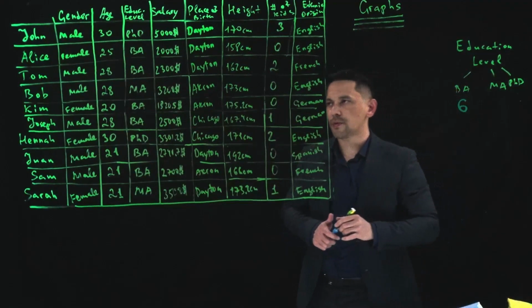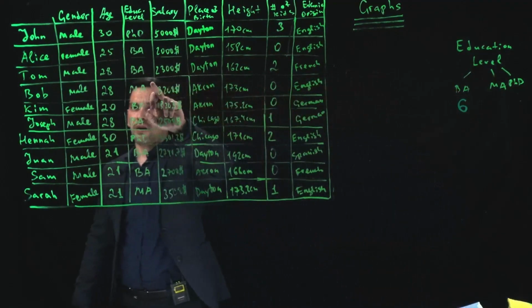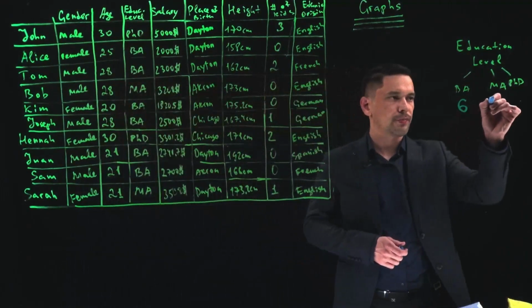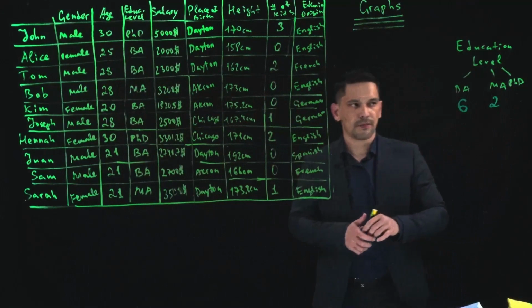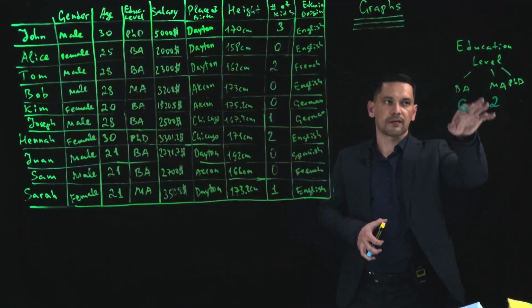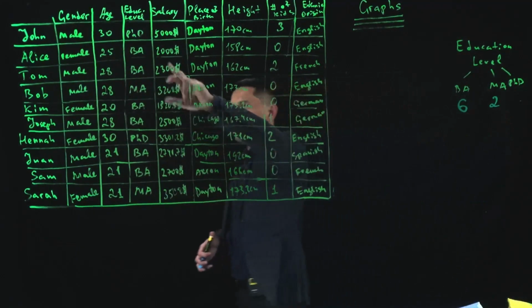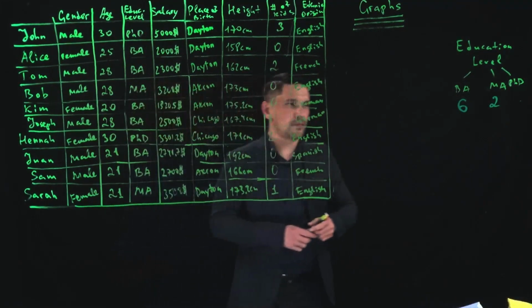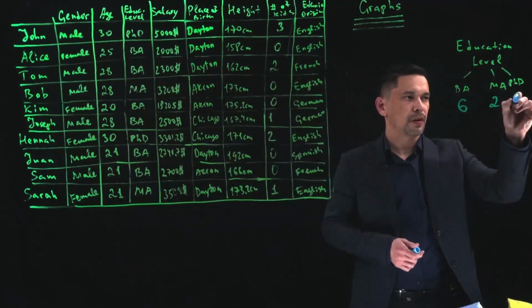Now, how many of the employees have a master's? Bob and Sarah have a master's degree, so I'm going to write 2. So 2 of the employees, 2 people have a master's degree. Now, how many people have a PhD? John and Hannah. So 2 people, 2 employees have a PhD.